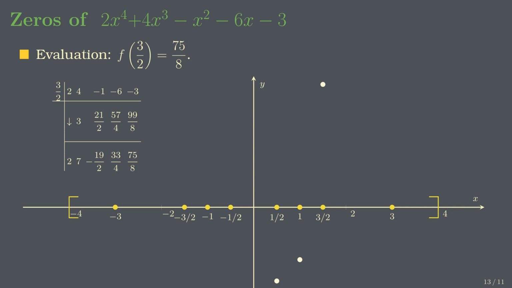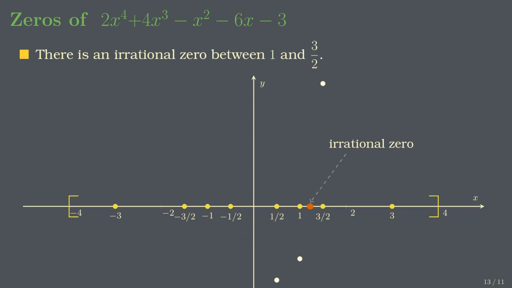However, we know that when we pass from 1 to 3 over 2, the value of f of x changes sign, meaning that we should have a zero between 1 and 3 over 2. So from this we can conclude that f should have an irrational zero somewhere between 1 and 3 over 2. And we don't need to evaluate f at 3, because we know that f has only 1 positive zero, right? So now we can turn our attention to the negative possible zeros of f.